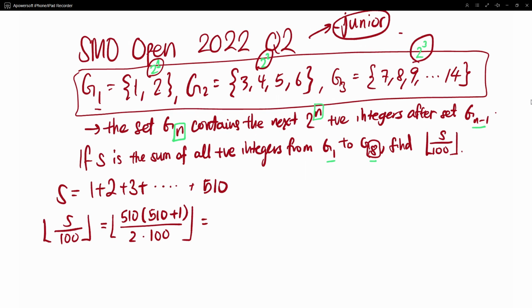Of course you can use a few tricks, cancel the zeros, things like that, but of course you have to do a bit of calculations in order to get the answer. We get floor of 1303.05, so we round down to 1303. That's the answer here. Let's look at the next question.